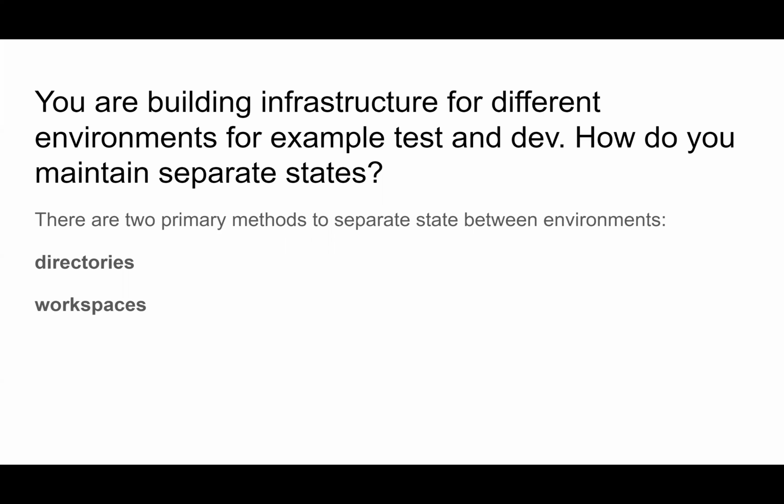You're building infrastructure for different environments, for example, test and dev. How do you maintain separate states? So you can do this in two ways. You can create a directory for each environment, or you could just use a workspace for each environment. I prefer to use a workspace, and that way you just have a workspace for sandbox, staging, and production. However, you can make different directories for each one of those and have them all use the default workspace in each one of those directories.